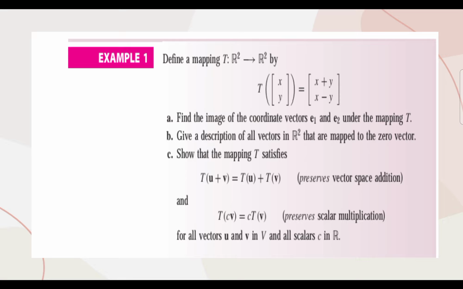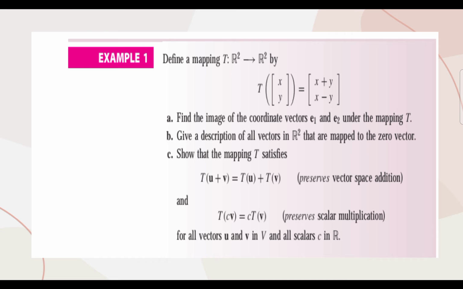Define a mapping T, or transformation, R squared to R squared, where the rule is defined as the transformation of (x, y) is equal to (x plus y, x minus y). So this means the first component of the output is the sum of the inputs and the second is the difference. So first we have to find the image of the coordinate vectors e sub 1 and e sub 2 under the mapping T.